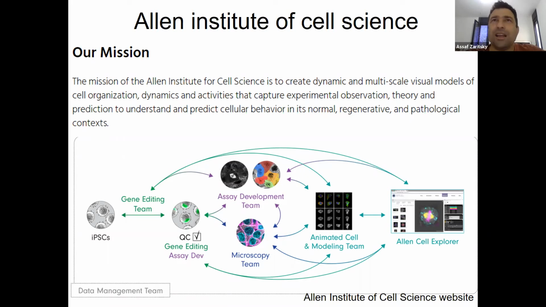In cell science, the goal, the mission, you can see it here. The mission is to create dynamic, multi-scale visual models of cell organization, dynamics, and activities that capture experimental observations, theory and prediction, behavior, in normal and pathological contexts, right? So there is a whole institute, and also many other labs, with the goal to understand how a cell is organized internally.